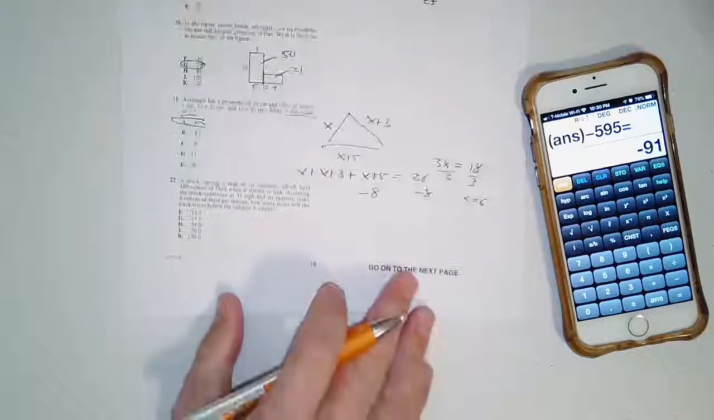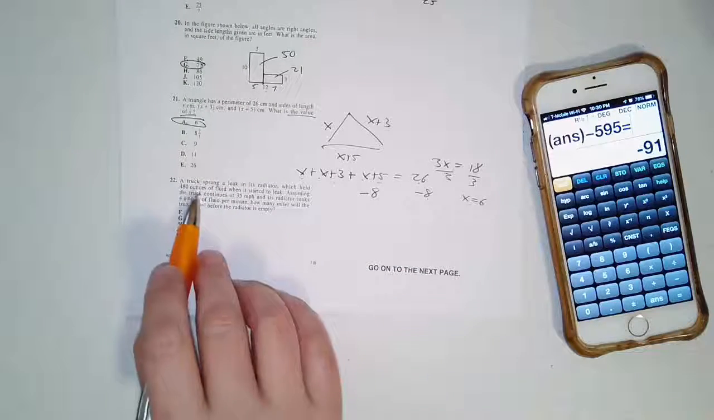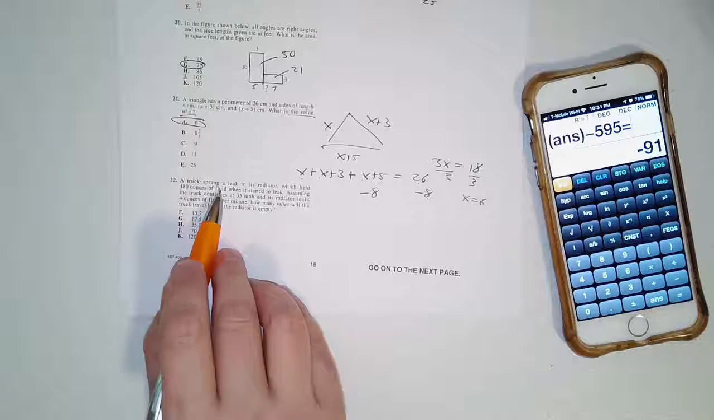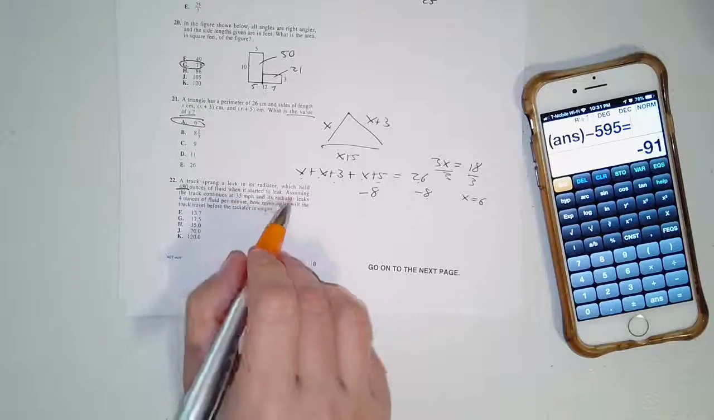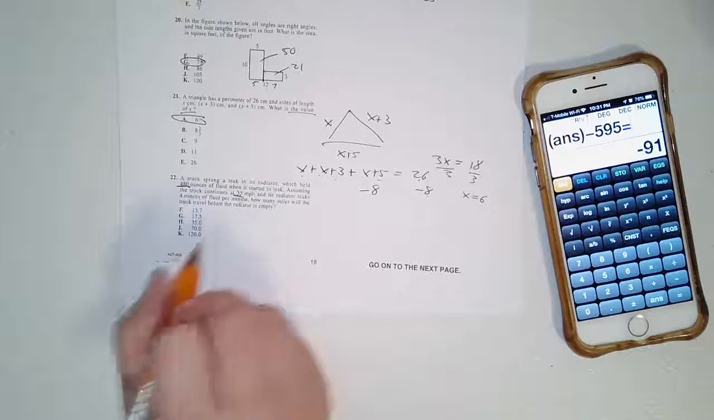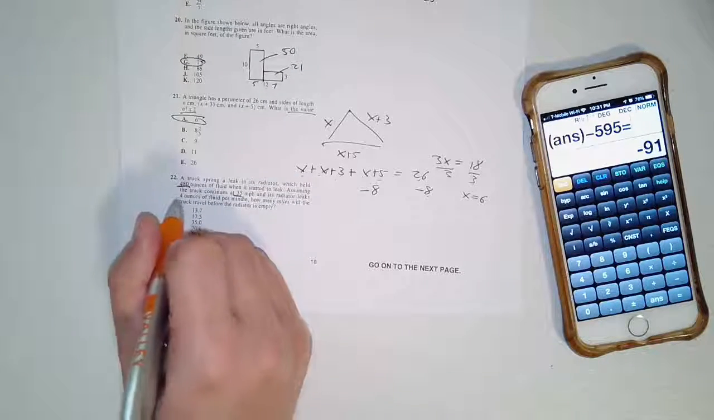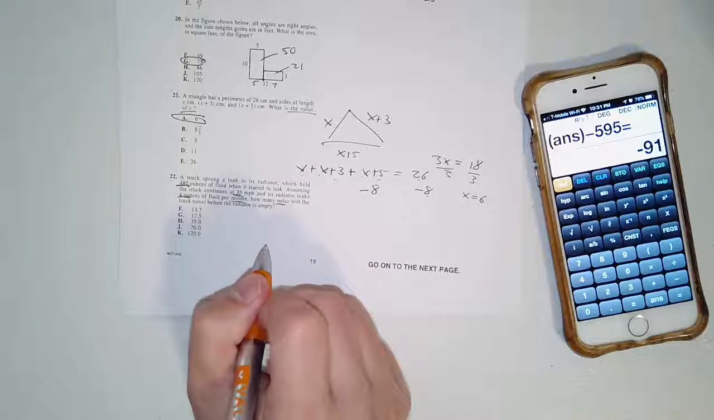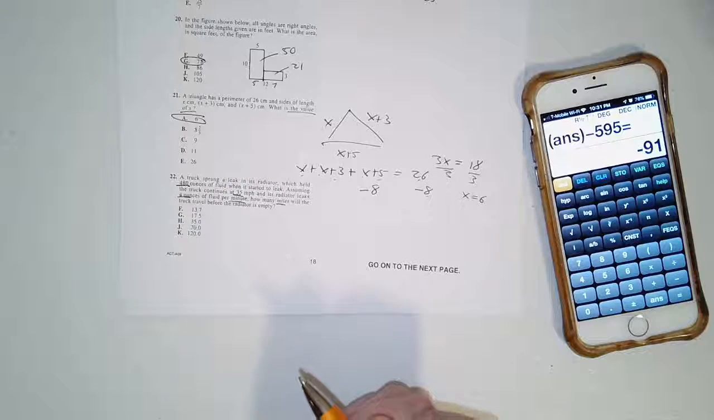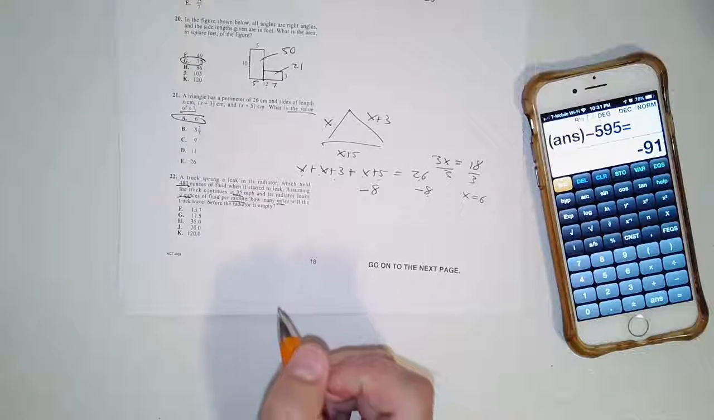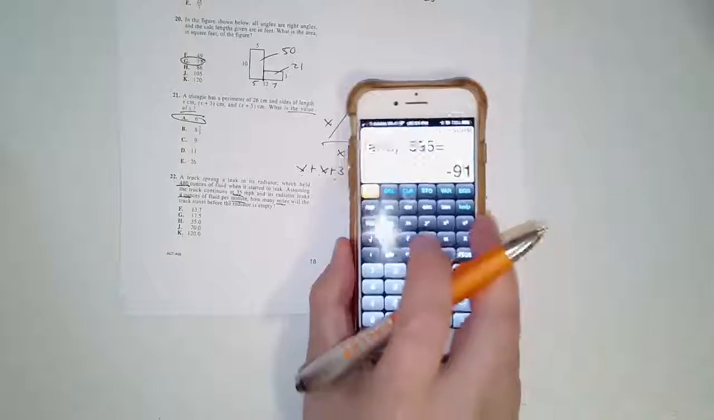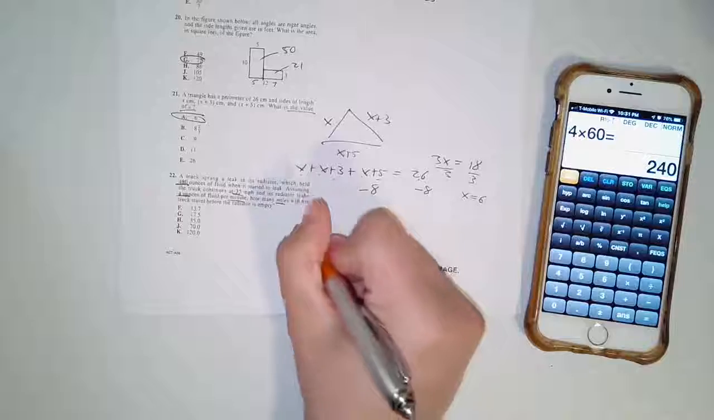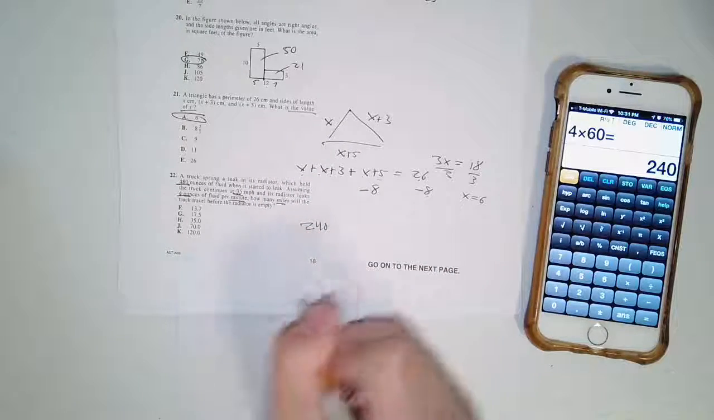A truck sprang a leak in its radiator which held 480 ounces of fluid when it started to leak. Assuming the truck continues at 35 miles per hour and its radiator leaks at 4 ounces per minute, how many miles will the truck travel before the radiator is empty? Okay, so 4 ounces per minute, we can quickly say, well, that means 4 times 60. That means 240 ounces per hour.